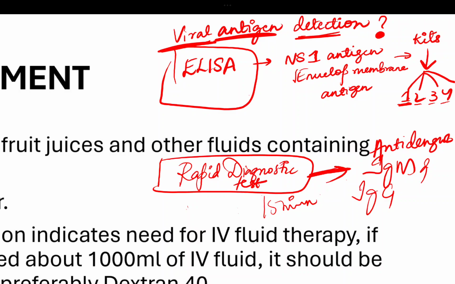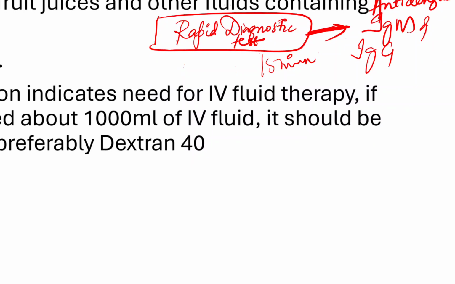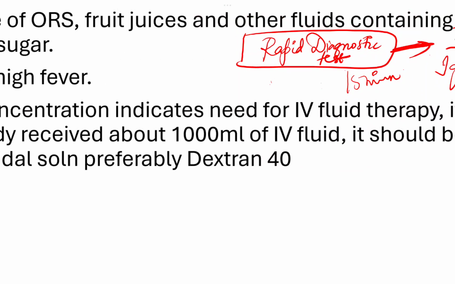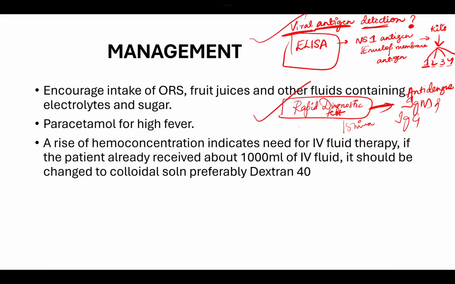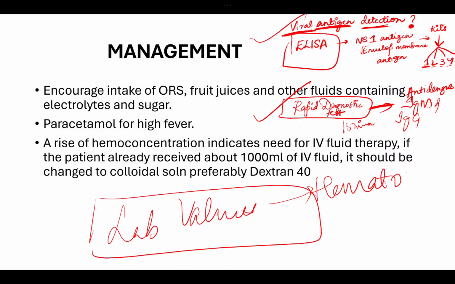Now we have hematological parameters like platelet count and hematocrit. They are also very important in diagnosing an infection. What are the two things we saw? Viral antigen detection, rapid diagnostic tests, and the laboratory values. The hematological parameters include the platelet count and the hematocrit values. They are also becoming a diagnostic of the dengue infection. Is it clear?